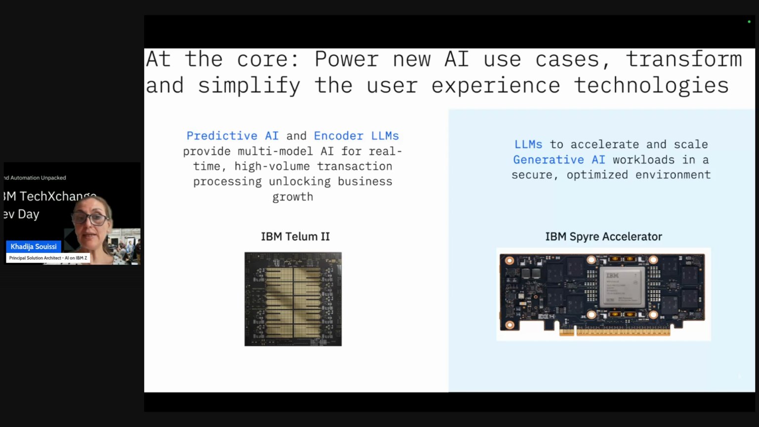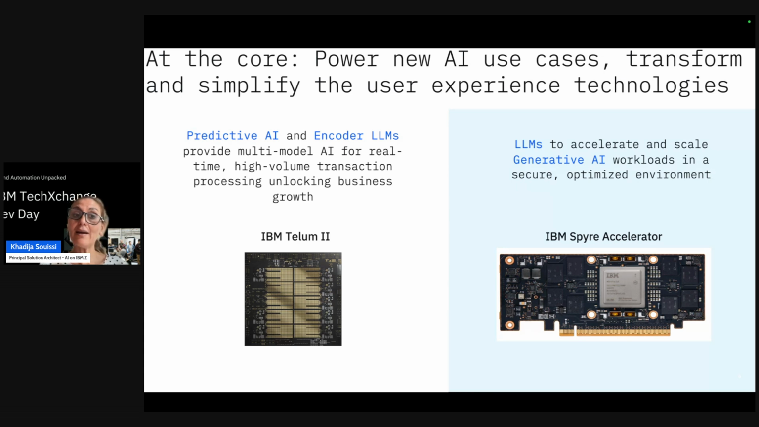We have been working on 2 key technologies. The first one is the second generation of what we call IBM Telum. And this is an AI unit that is integrated on the processor core, which helps really to have the AI processing at the same place where the transaction is taking place and where also the data is residing. And this is going to allow for predictive AI type of use cases.